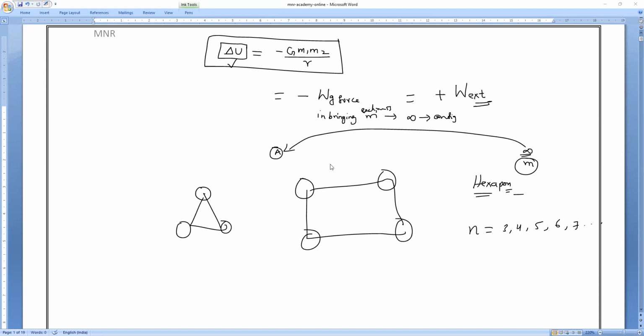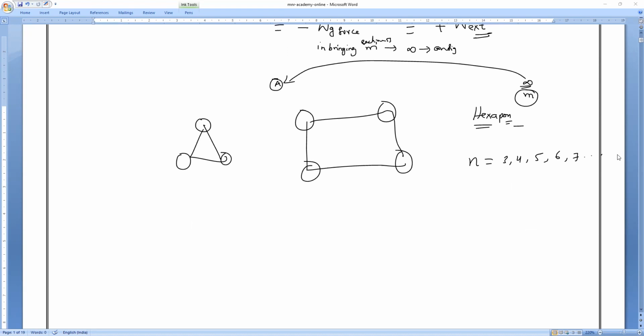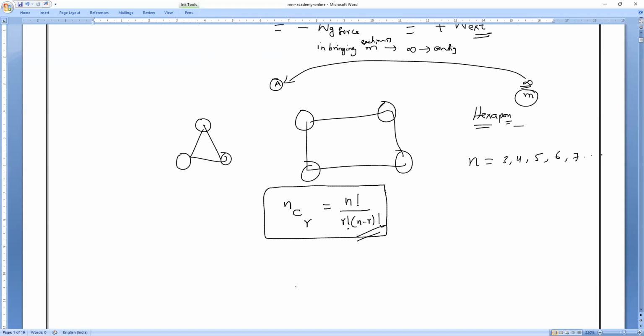And what is the formula we have done, everybody? If n is equal to so on, what is the formula? Everyone, the mathematics formula: nCr, which is equal to n factorial divided by r factorial into n minus r factorial. So this is what we have to find: the number of configurations to derive the total potential energy, the change in potential energy of a system.